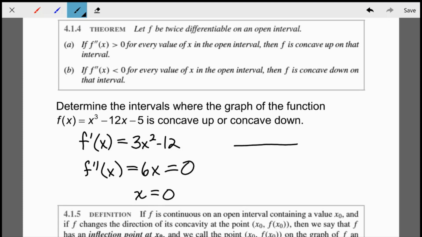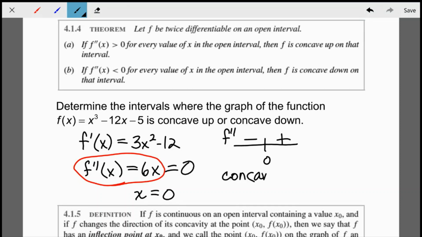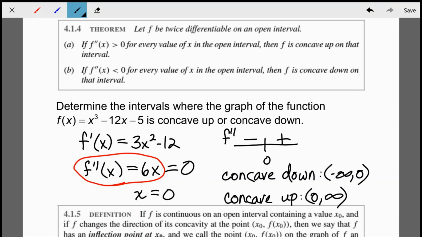So similar to what we did with the first derivative, I'm going to create a sign chart. This one's going to represent f double prime. And now it's pretty clear. Remember, we're looking at this second derivative. If I plug in a negative number, obviously I'm going to get a negative value. If I plug in a positive number, I'm going to get a positive value. So in terms of concavity, I would be concave down from negative infinity to 0, and I would be concave up from 0 to infinity. Okay, so pretty simple to do.